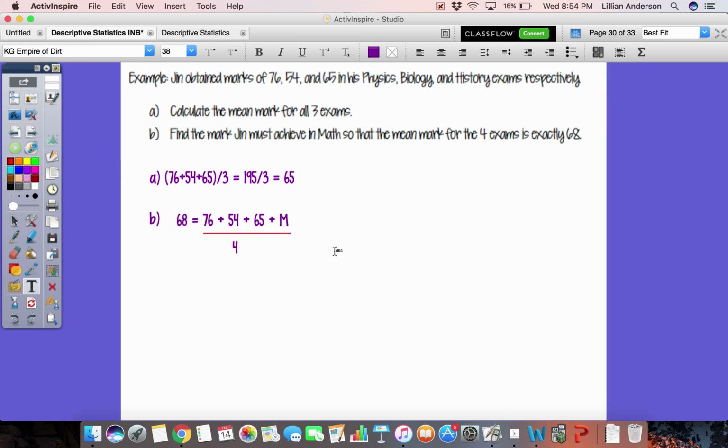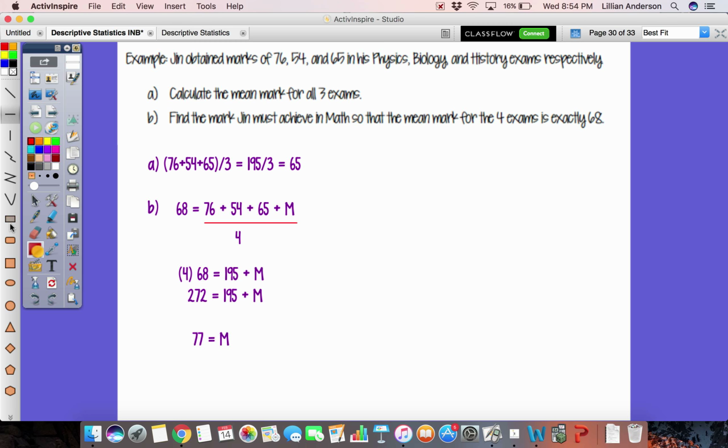Now again, we're dividing by 4 because once we add in that math test, we go from 3 exams to 4 exams. And now we're going to go ahead and multiply both sides by 4 to get rid of that 4 in the denominator. And again, those first 3 tests add up to be 195. 4 times 68 is 272. So that's going to equal 195 plus M. And then we're going to subtract 195 from both sides to find out that in order for him to get an average of a 68, he has to score a 77 on his math exam. All right?